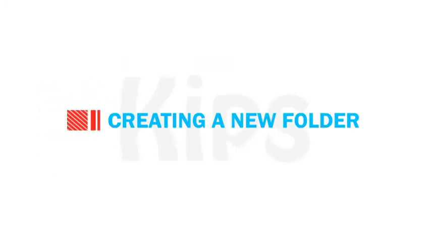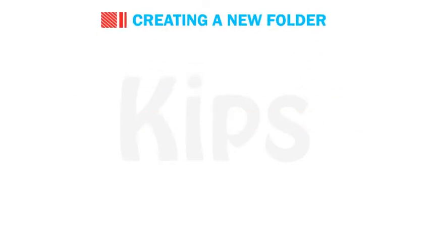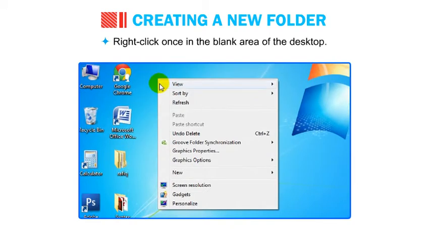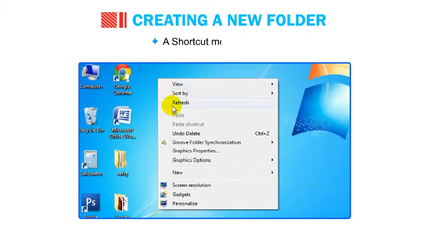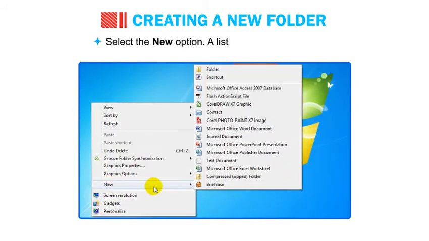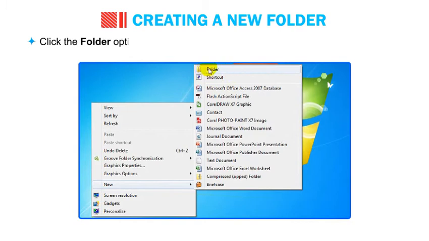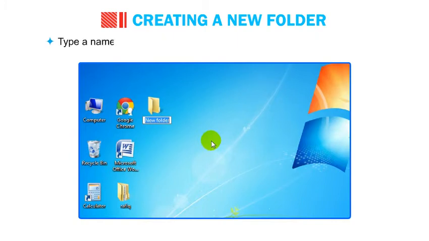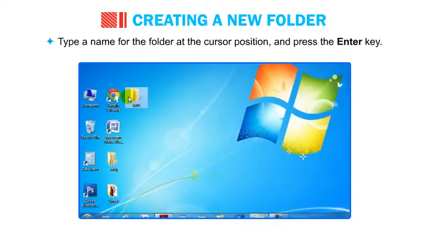Students, let us understand the creating a new folder. Right-click once in the blank area of the desktop. A shortcut menu appears. Select the new option. A list of sub-options appears. Click the folder option. A new folder will be created and displayed on the desktop. Type a name for the folder at the cursor position and press the Enter key.